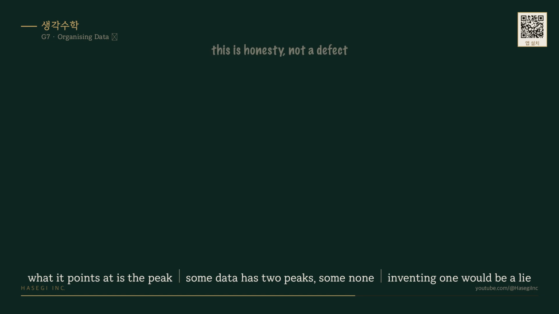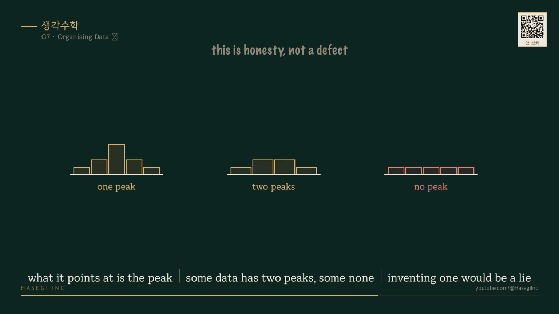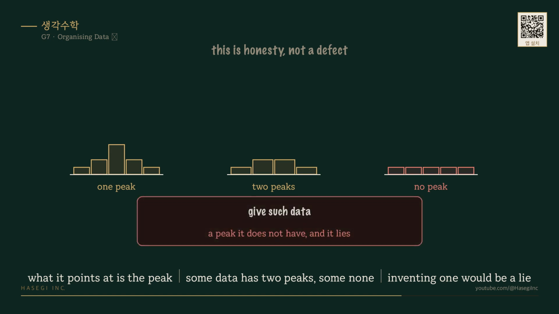This is not a flaw. It is honesty. What a mode points at is the peak of the data, and some data has 2 peaks while some is flat and has none. An average that manufactured a single peak for such data would be lying to you. Saying there are 2 or saying there is none is itself information about the data.